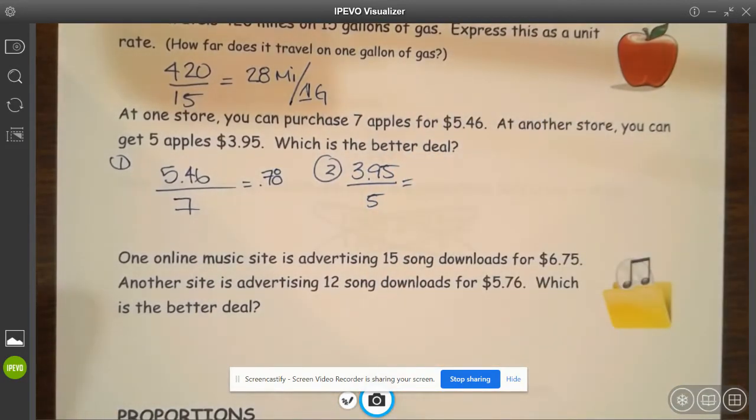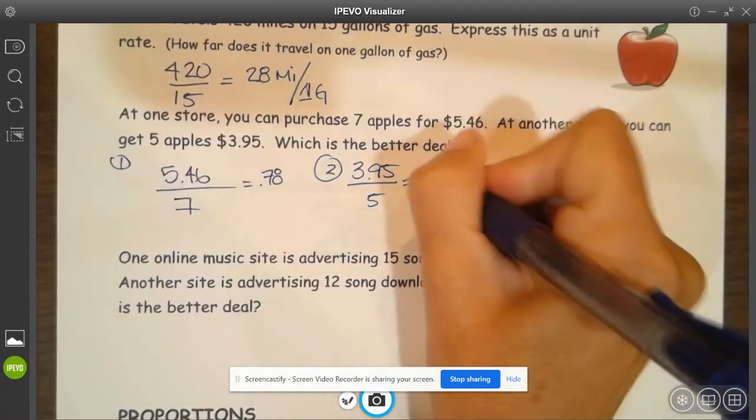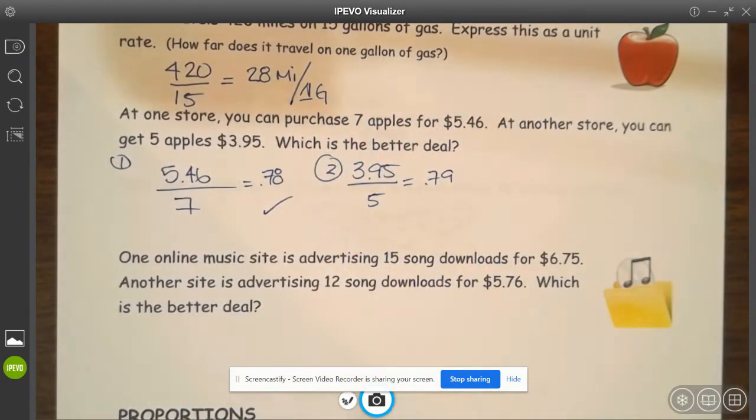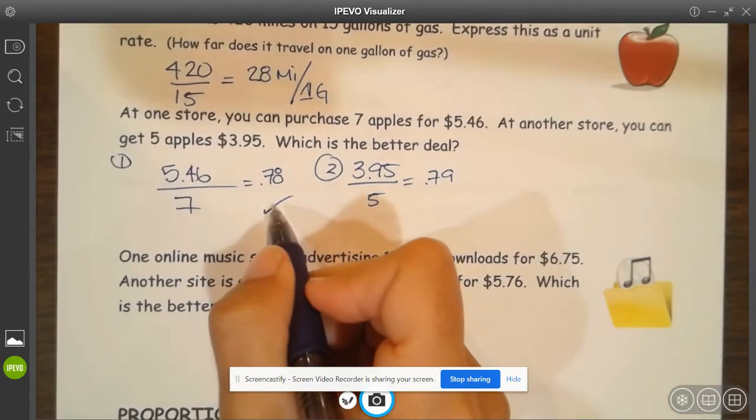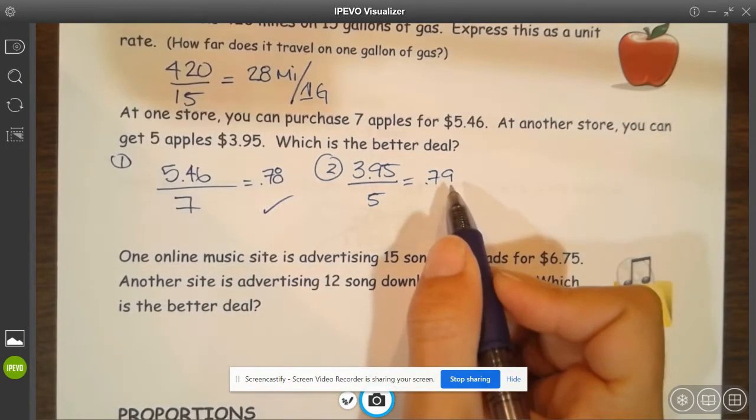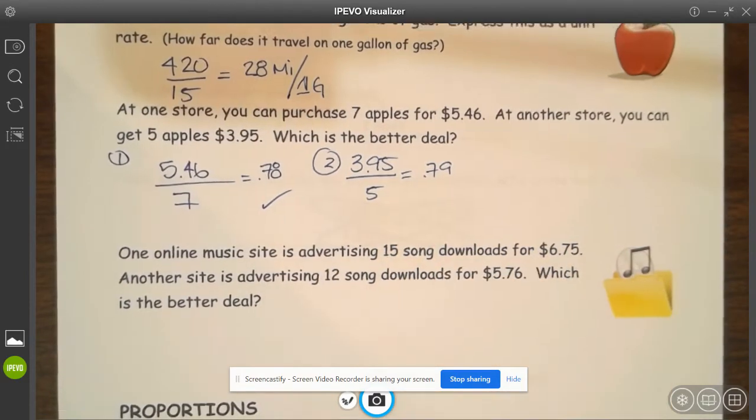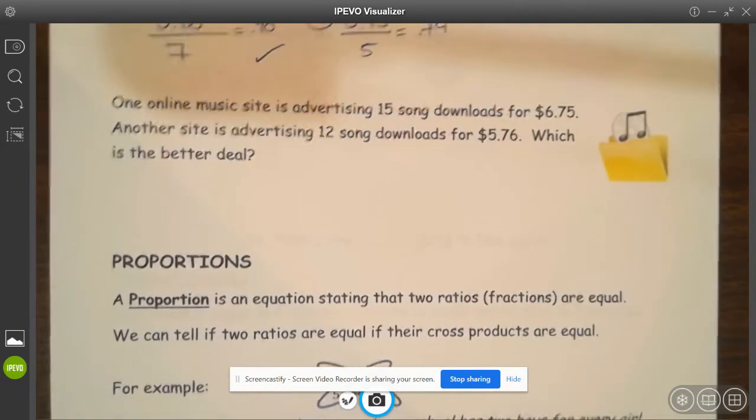395 divided by 5, that is 0.79. So this one is a better deal per apple. So you're paying 78 cents per 1 apple. Here you're paying 79 cents for 1 apple. All right, let's keep going.